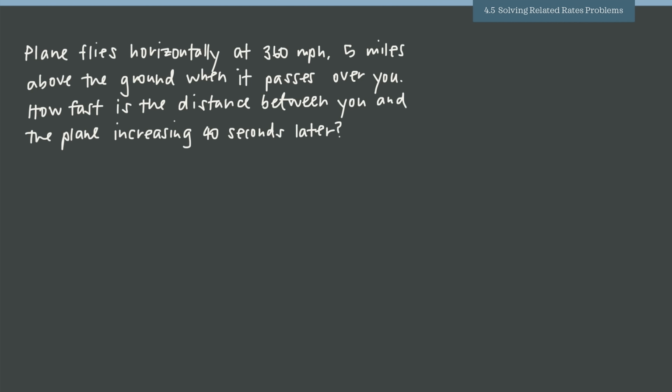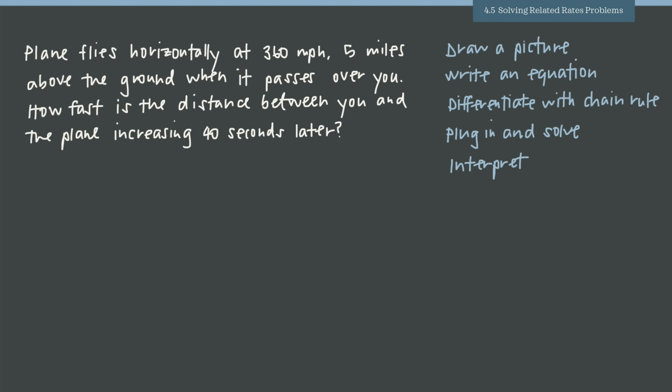So we're going to look at another problem, and in this one, we have a plane flying horizontally at 360 miles per hour, 5 miles above the ground, when it passes overhead. How fast is the distance between you and the plane increasing 40 seconds later? So we remember here our problem-solving process that we go through, but of course our first goal is to draw a picture of the situation.